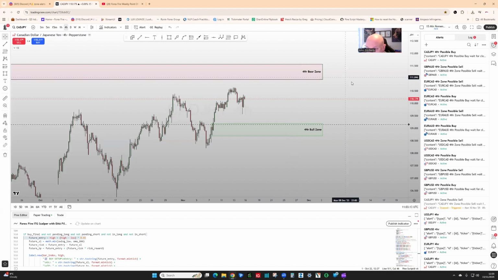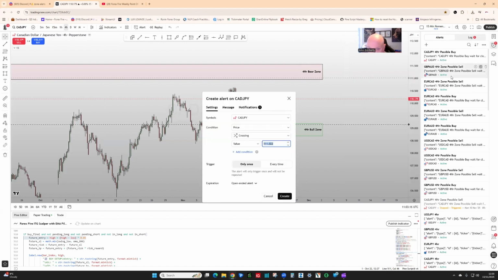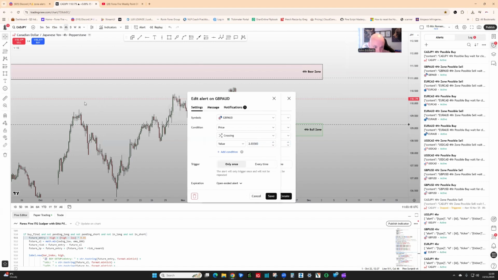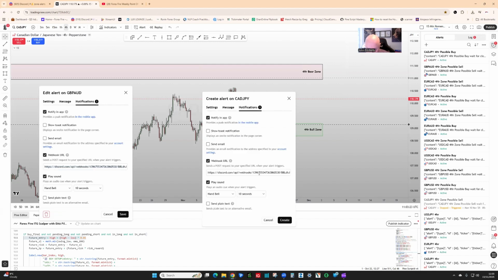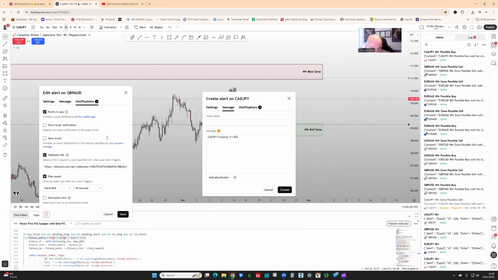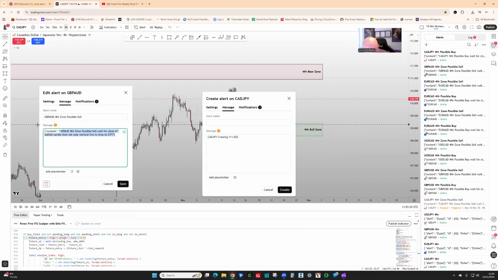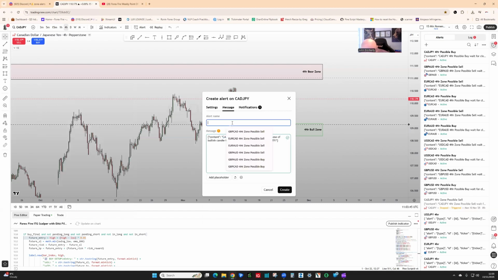And then we just need to do the sell. Again, we're just going to copy the webhook, then go and get the message for the sell. It's just a code that copies the message over to CAD JPY. We're looking for a possible sell. So when this triggers, what will happen is it sends this message into the Discord.